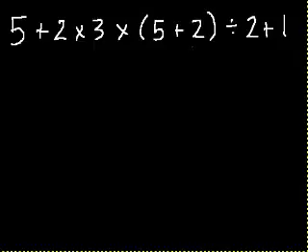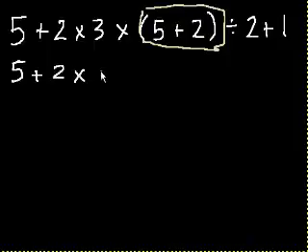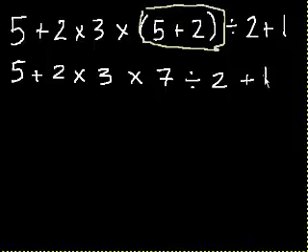And do we have any parentheses here? Well, yes, we do. Right here, we have the 5 plus 2 that's sitting in parentheses. So the first thing we should do is simplify that. What's 5 plus 2? Well, that's 7. That's easy. So then we get 5 plus 2 times 3 times, now what's 5 plus 2? We did the parentheses first, 7, divided by 2 plus 1.